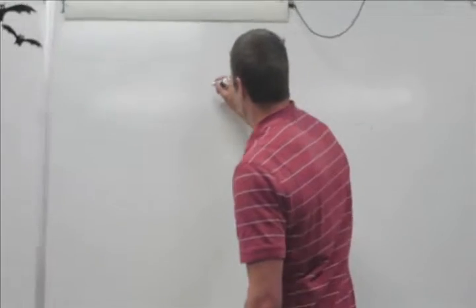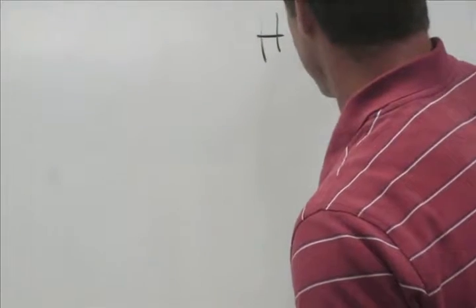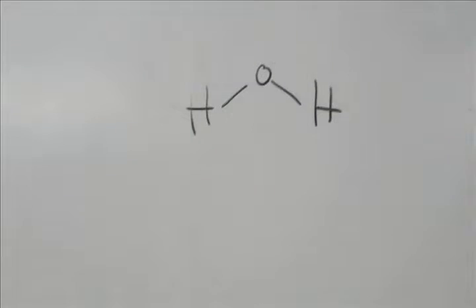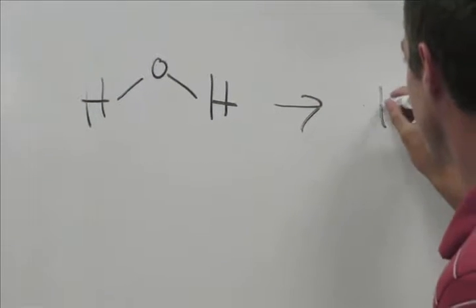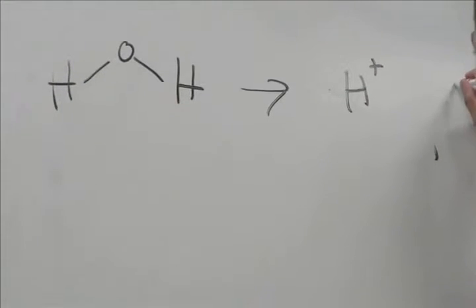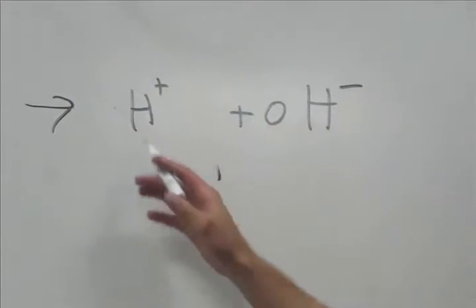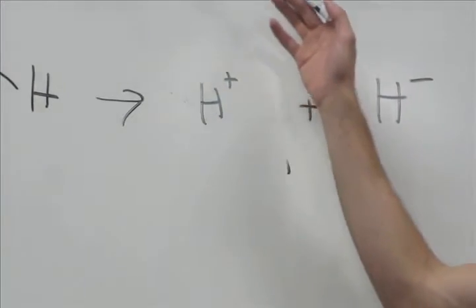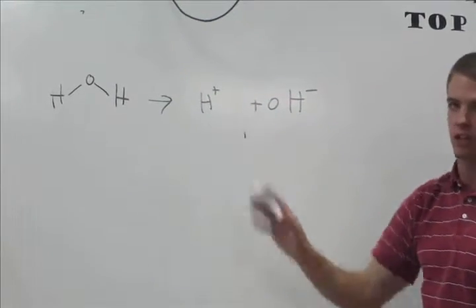Okay? So again, let's just draw our water molecule right here. And for simplicity's sake, let's say that this dissociates into the proton and the hydroxide ion. Remember, this actually does not exist. It's in the hydronium form, which is the H3O+. But for simplicity's sake, we're just going to leave it as H+, okay?